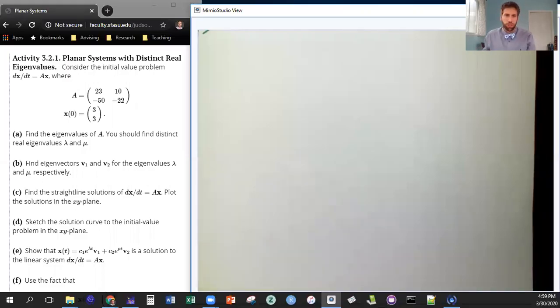Hello, differential equations. Today is March 30th, and we're doing activity 3.2.1 from section 3.2. In this activity, we're dealing with planar systems, meaning that they are linear and only two-dimensional, so they fit in the plane. We've got here a linear system with coefficients 23, 10, negative 50, negative 22.